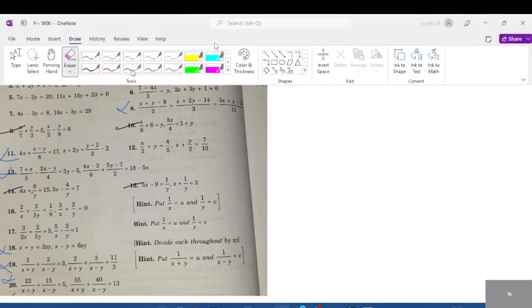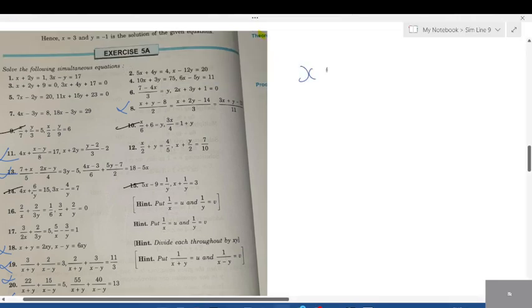Now look at the first question. X plus 2y. And in the elimination method, remember variables should be on the left hand side. Constants should be on the right hand side. X plus 2y is equal to 1. Tell me the second equation. What is given? 3x minus y is equal to 17. Which one shall we eliminate?